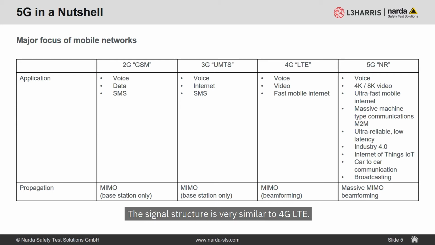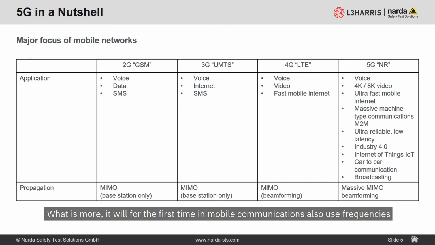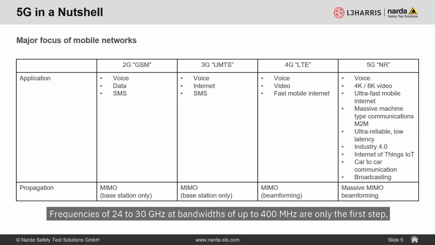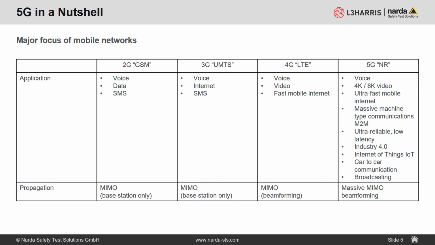The signal structure of 5G is very similar to that of LTE. In the frequency range up to 6 GHz, 5G can occupy channel bandwidth of up to 100 MHz. That's 5 times as much as LTE. What is more, it will for the first time in mobile communications also use frequencies that are considerably higher than 6 GHz. Frequencies of 24 to 30 GHz and bandwidths up to 400 MHz are only the first step, to be followed by further steps towards even higher frequencies.